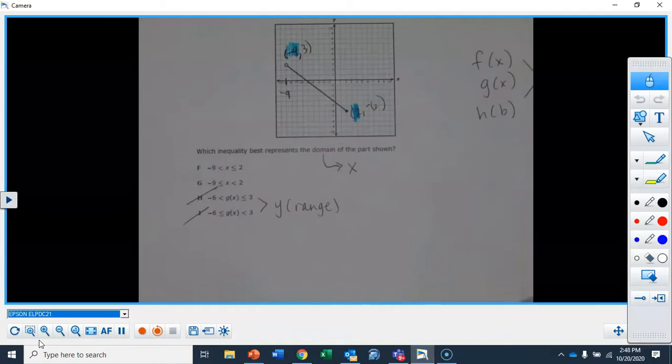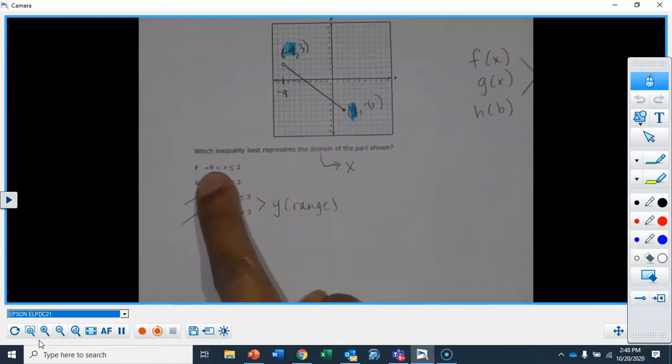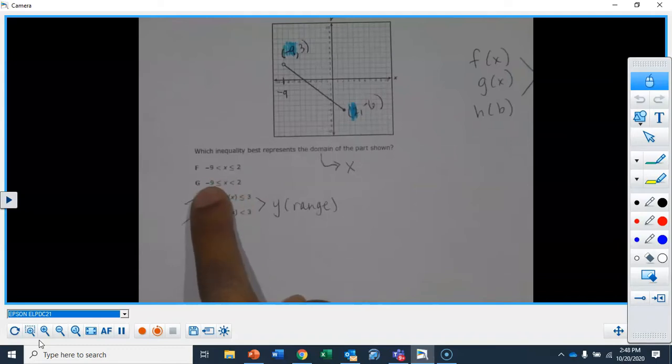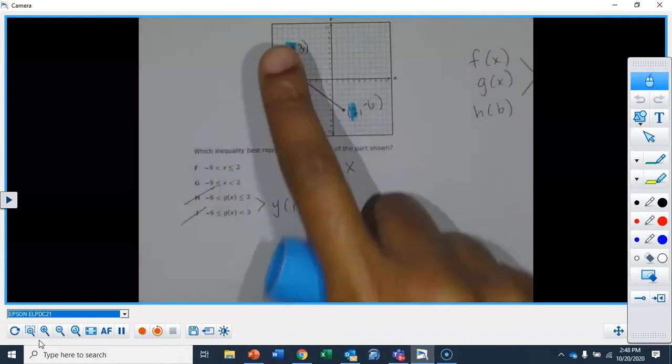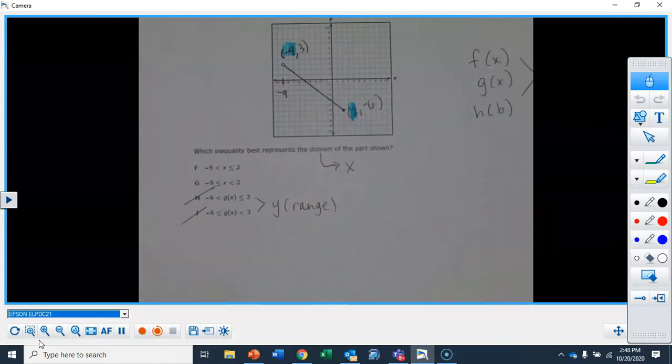Okay? So when you look at your answer choices, we have x is greater than -9, x is less than and equal to 2. Whereas this one, look what it says, x is greater than and equal to -9. See, I'm not equal to -9 because it's an open circle. Okay, so the answer is F. All right, so the answer to this one is F, really easy.